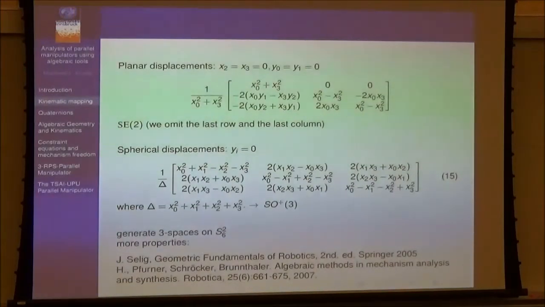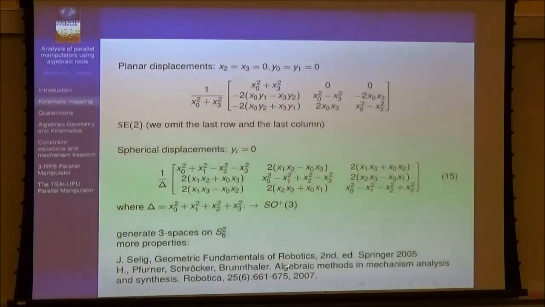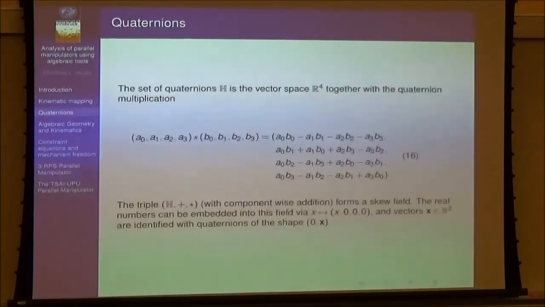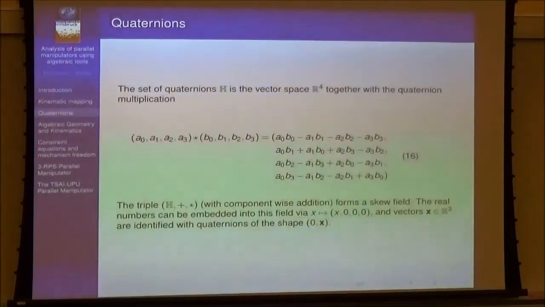If you're interested, there are some references where you can find more. In Selig's book, Geometric Fundamentals of Robotics, there is a lot on this parametrization. There is also a paper on these algebraic methods by my group in Robotica. How is this thing? The same as in the morning. The set of quaternions, if they are given, is a vector space together with quaternion multiplication. It's written here. Quaternions form a skew field.